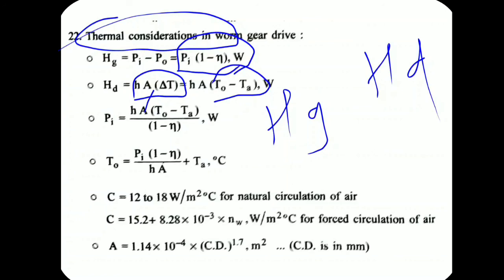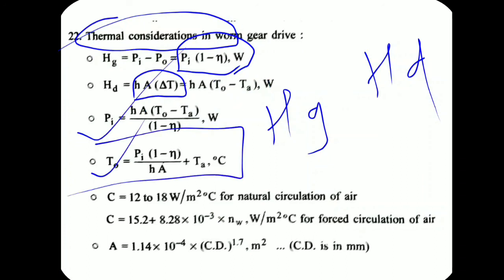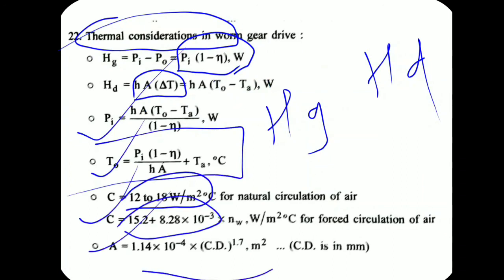So if I equate these two terms, I will get P_i is equal to H A into (T_o minus T_a) divided by 1 minus efficiency. This equation, if they have asked for T_o, I will have to switch the terms and get this equation. So these values, area, this value of C, all these things are given in the questions, you can take them directly, but the important part is up to here. Clear? So likewise these are the steps and formulas.